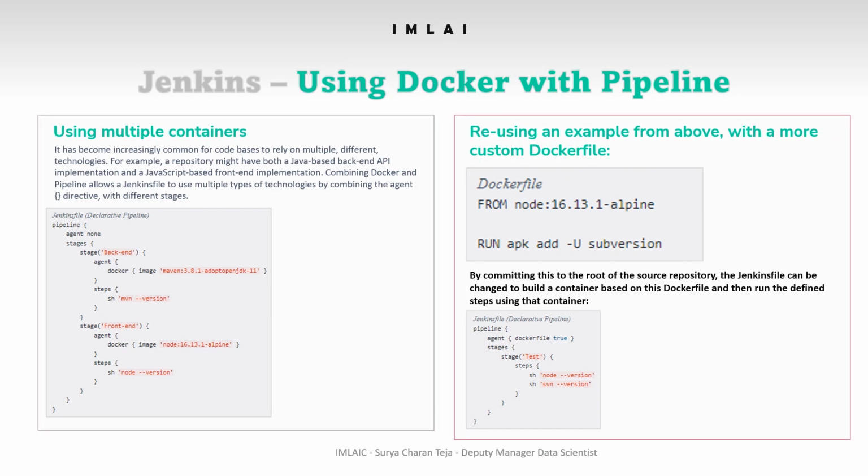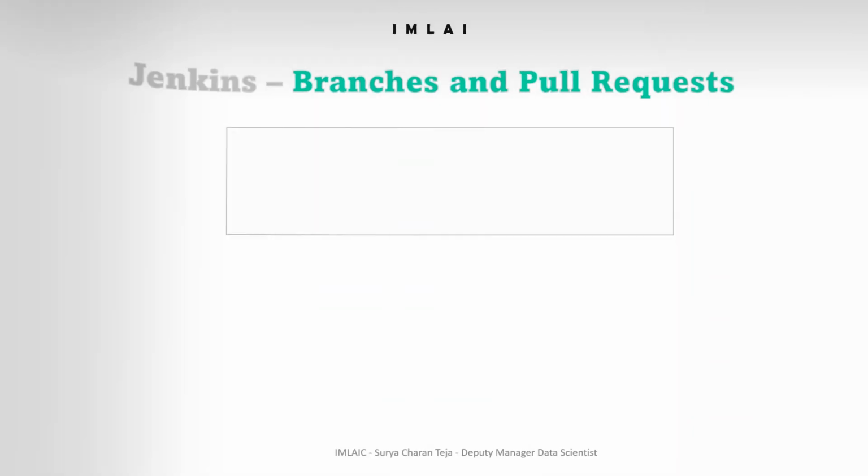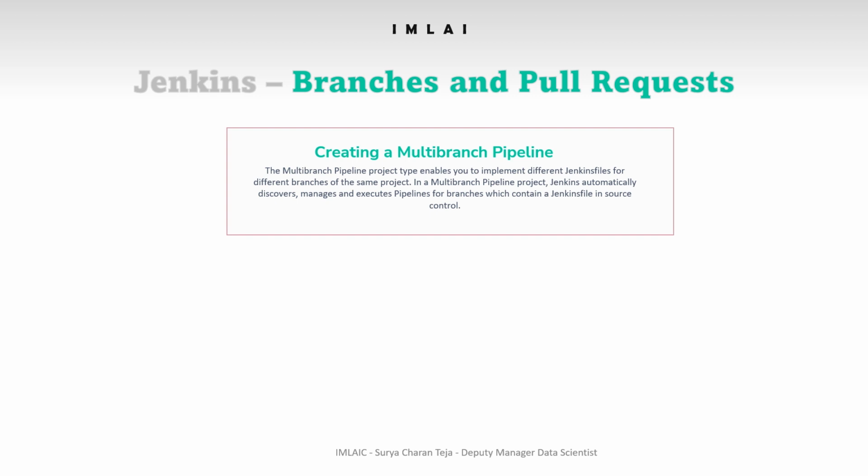Let's look into a few more advanced concepts in Jenkins. That is Jenkins branches and pull requests. So this slide covers the concept of multi-branch pipelines, which build on the Jenkinsfile foundation to provide more dynamic and automatic functionalities in Jenkins. Here we'll look into the way to create a multi-branch pipeline.